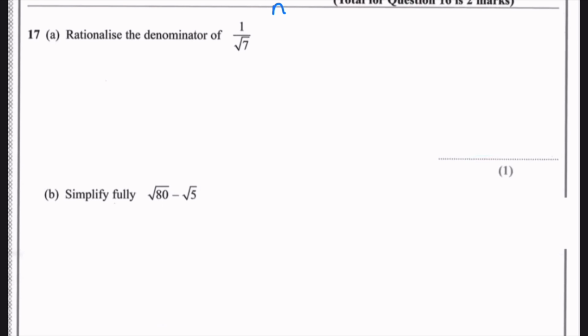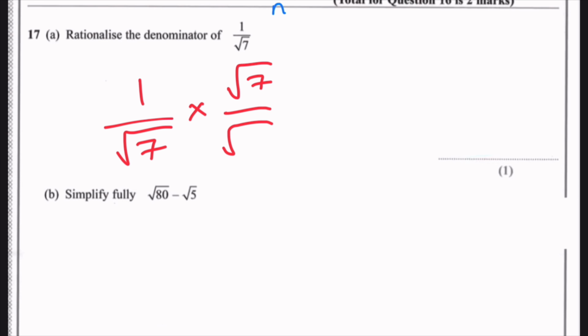17 rather. Rationalizing the denominator. To rationalize a denominator, we're trying to remove the surd from the bottom of the fraction. To do that, I multiply top and bottom by the surd, multiply top and bottom by root 7. This gives me root 7 on the top, and then root 7 times root 7 on the bottom just gives me 7.